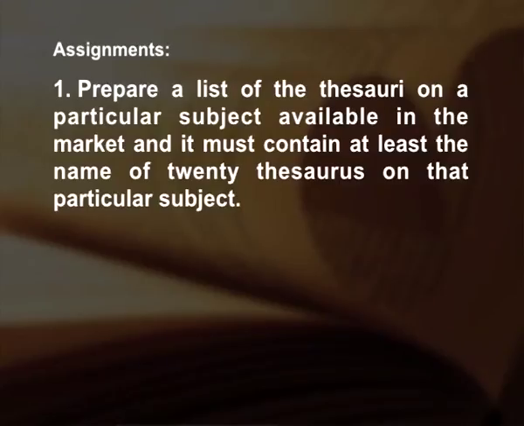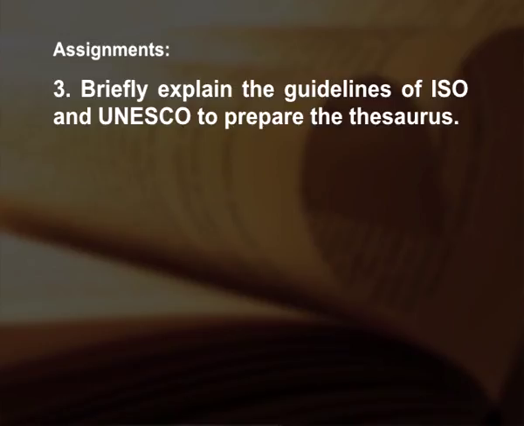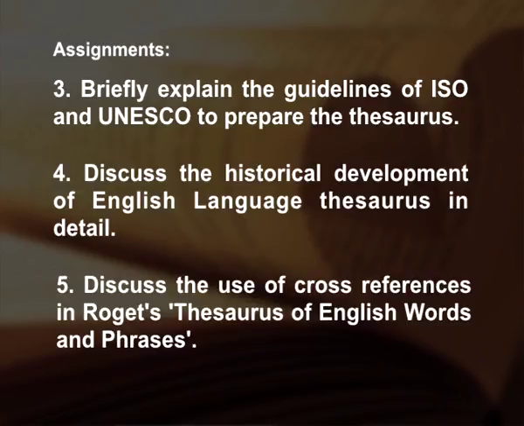Assignment. 1. Prepare a list of the thesauri on a particular subject available in the market, and it must contain at least the names of 20 thesauri on that particular subject. 2. Prepare a thesaurus on a particular subject and mention the methodology of preparation and show the relationship. 3. Briefly explain the guidelines of ISO and UNESCO to prepare the thesaurus. 4. Discuss the historical development of English language thesaurus in detail. 5. Discuss the use of cross-reference in Roget's Thesaurus of English Words and Phrases.